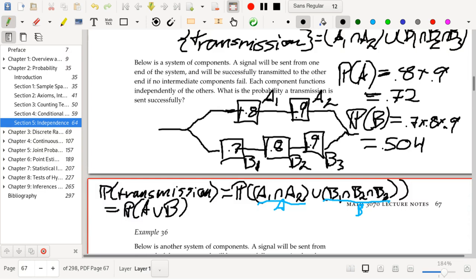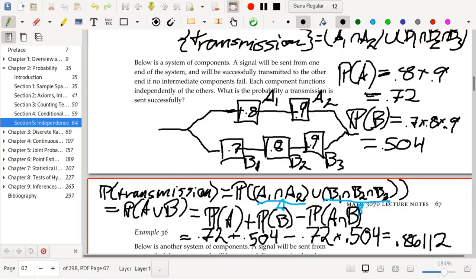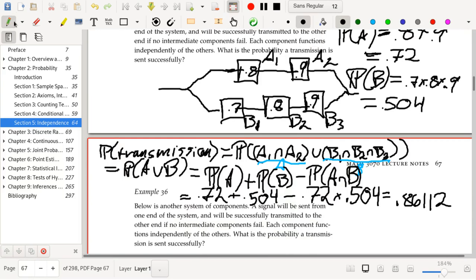So the probability of A or B, you know from one of the formulas that we came up with in section 2, is going to be the probability of A plus the probability of B minus the probability of A and B. But we know what the probability of A and B is, since A and B are independent of each other. So we're going to end up with this being equal to 0.72 plus 0.504 minus 0.72 times 0.504, which is equal to, I computed this out, 0.86112. So that is going to be the probability of transmission.